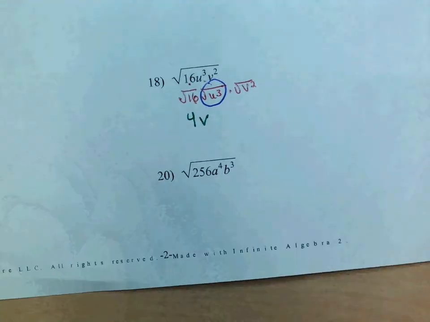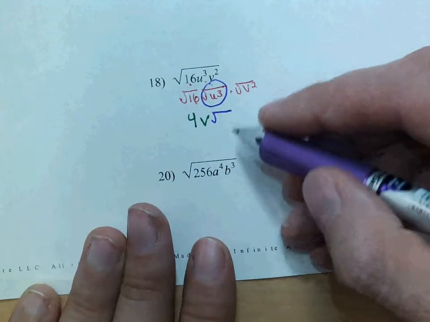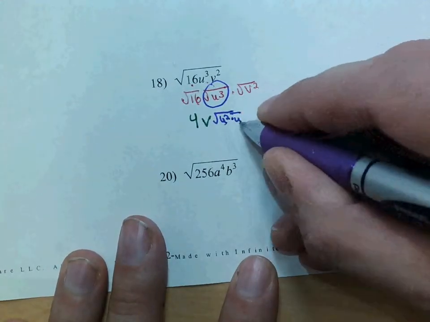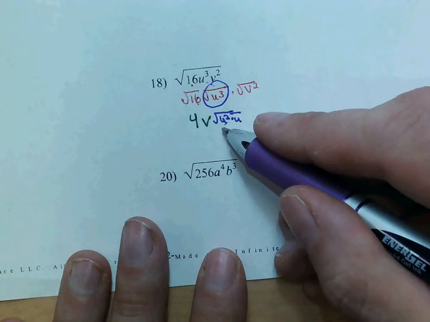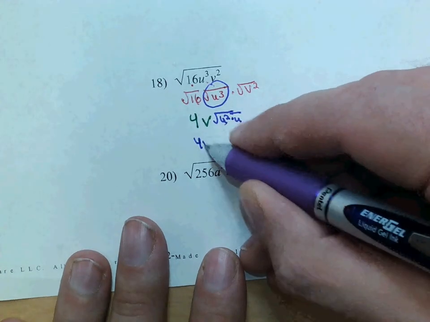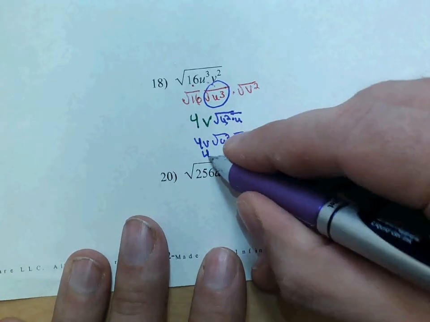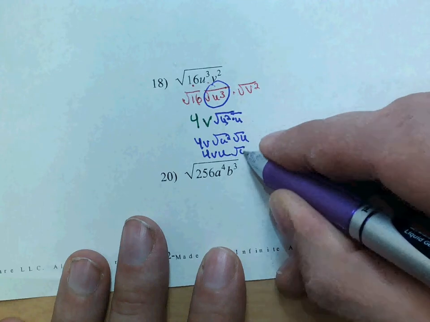But let's do this square root of u cubed. This is a little bit trickier because there isn't an exact power of u that multiplies times itself to get u cubed, but what we can do is rewrite it. You can do the square root of any even power, and so we're going to rewrite this as u squared times u. U squared times u would be u cubed, and we can do the square root of u squared, so we're going to rewrite this as 4v times the square root of u squared times the square root of u. The square root of u squared is just u, so we get 4 times v times u.